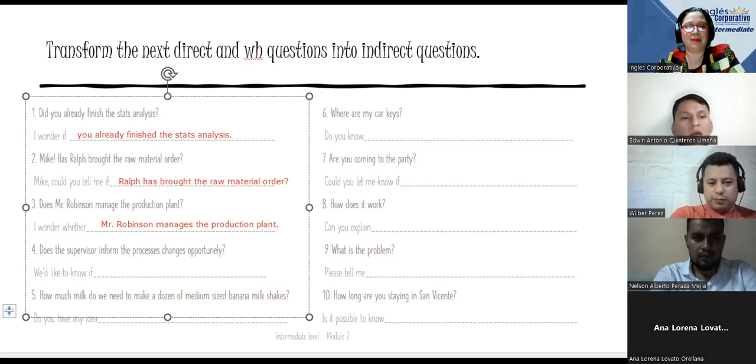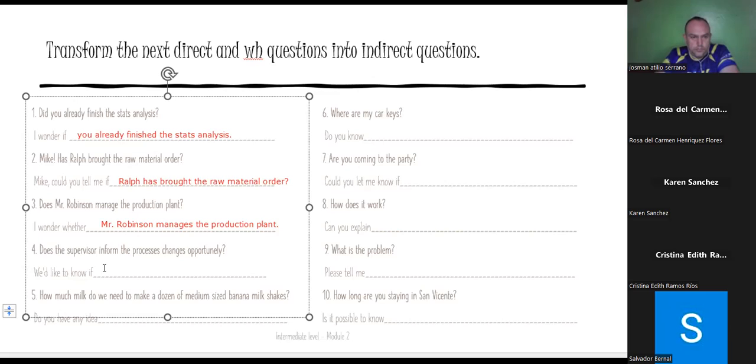We'd like to know if the supervisor informs the process and chance of fortune. I don't know. Esa palabra es opportunity o como es. You are mute. Yes, I was muted. Opportunely.